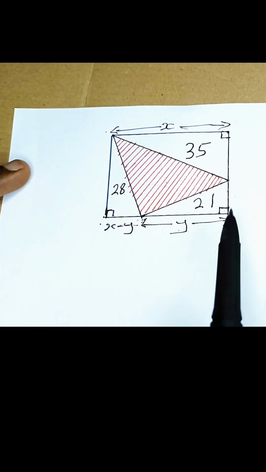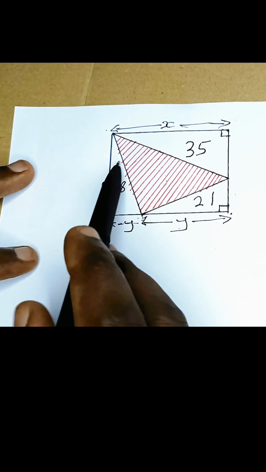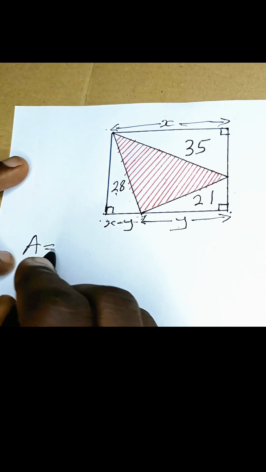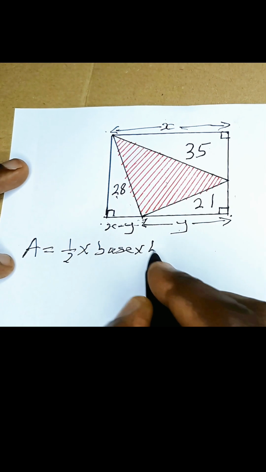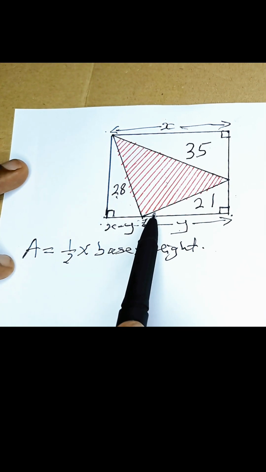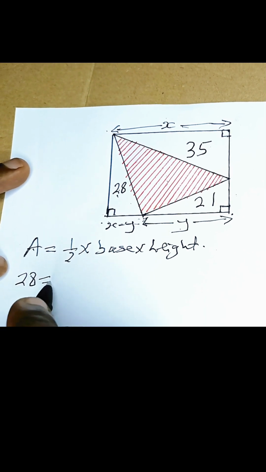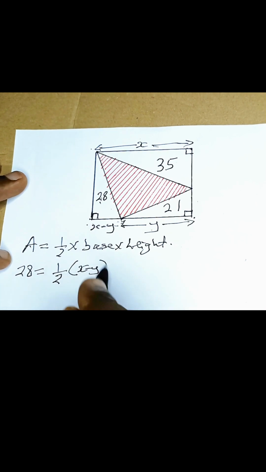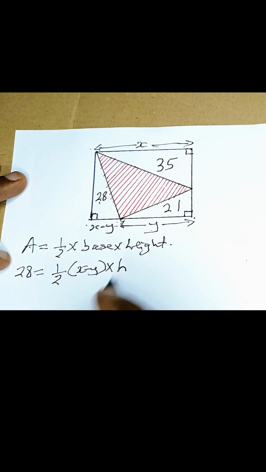To get the breadth, there are some things we can do. Number one, this is the right angle triangle. We are told that the area of this triangle is 28. And we know that the area of a right angle triangle is half times the base times the height. Area is given, so we can substitute. Instead of A, we have 28 is equal to, what is our base? x minus y, multiplied by, let me use h to represent the height.